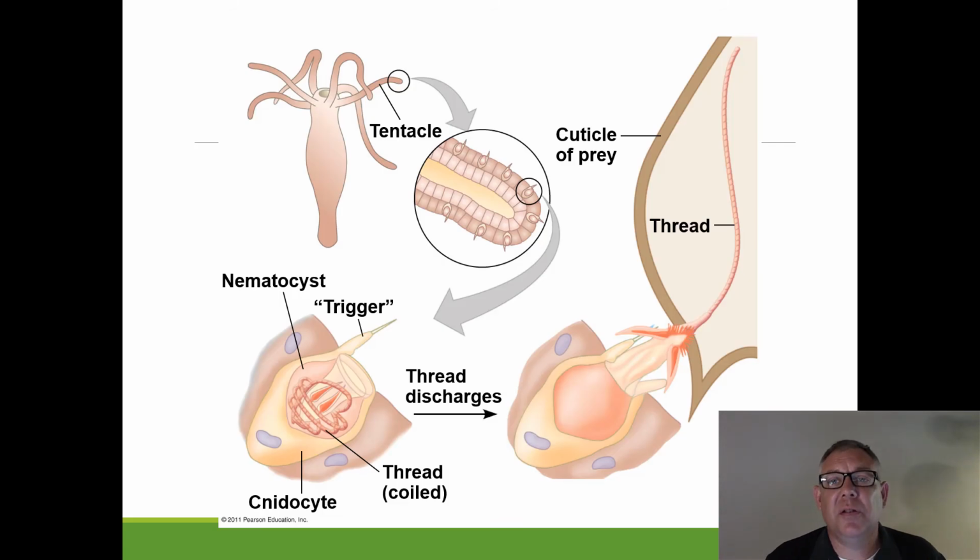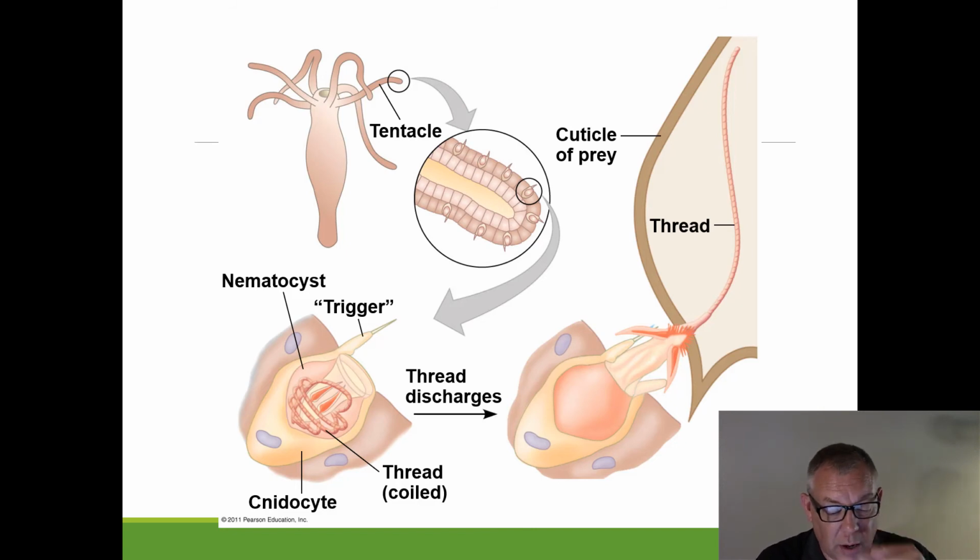And how this stinger works is all based on osmosis. What they're showing you is a hydra here, and it's got these tentacles. You can see the similarities to a jellyfish, which is a medusa form that also has tentacles. If you zoom in on that tentacle, you can find these cnidocytes, and then the nematocyst is a specialized organ in that specialized cell on the surface.